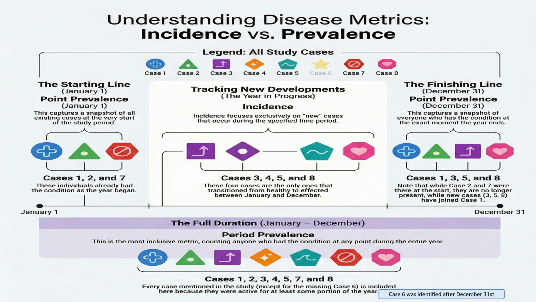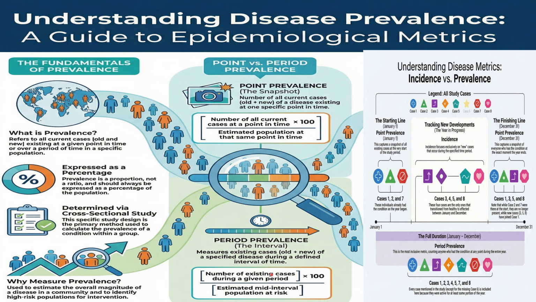So to summarize, prevalence tells us how widespread a disease is. Point prevalence is equal to snapshot and period prevalence is equal to over time. Incidence tells us about the new cases only. In simple words, incidence is equal to flow of new cases, prevalence is equal to pool of total cases. I hope this makes the concept of prevalence very clear. In exams and in real-life public health practice, this is a fundamental concept. So make sure you understand it well.